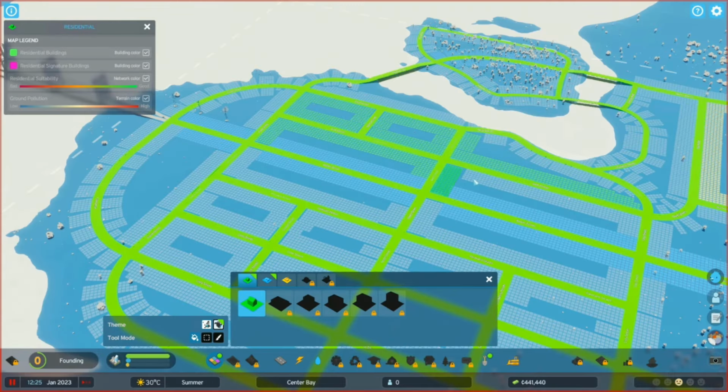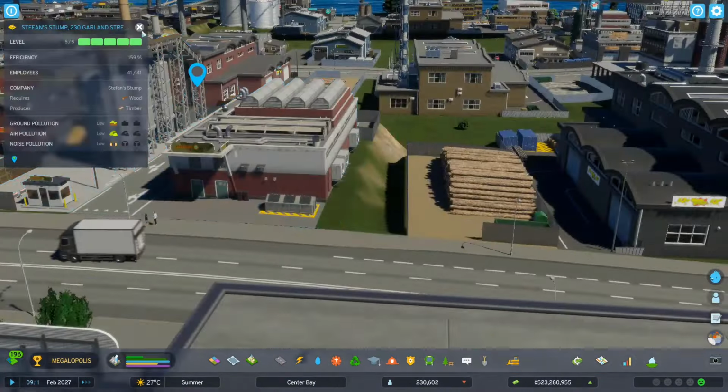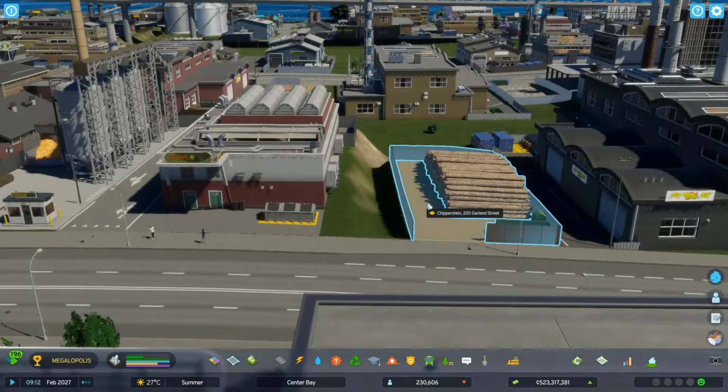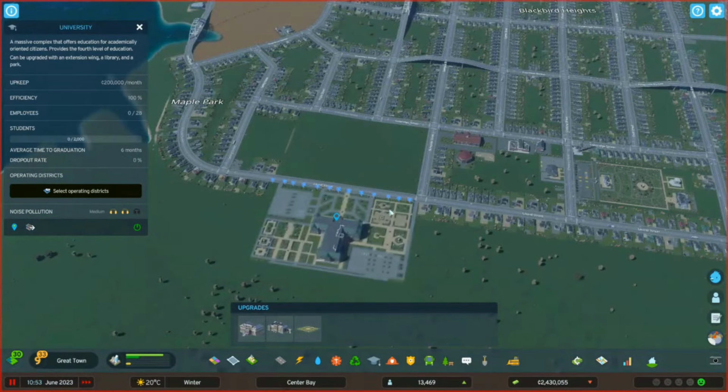So, if you want to develop your industries, you have to develop your population at the same time. And when you have high-level industrial buildings, they would also need highly skilled workers, which come from highly educated residents. So it's also important to develop your education facilities inside the residential areas.